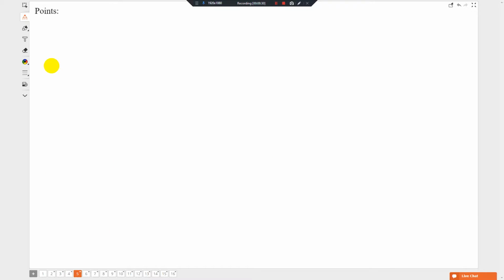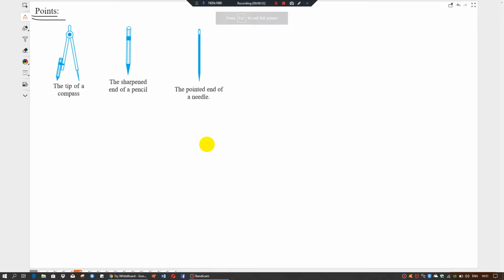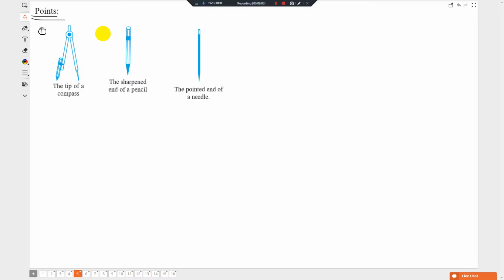Now points. What is a point? Do you have an idea what a point is? No. So let's see. See these examples once. See these three materials, you'll understand. Here, do you see some sharp things like this?